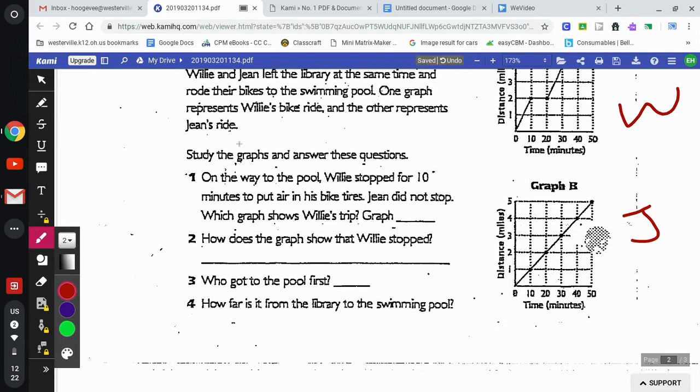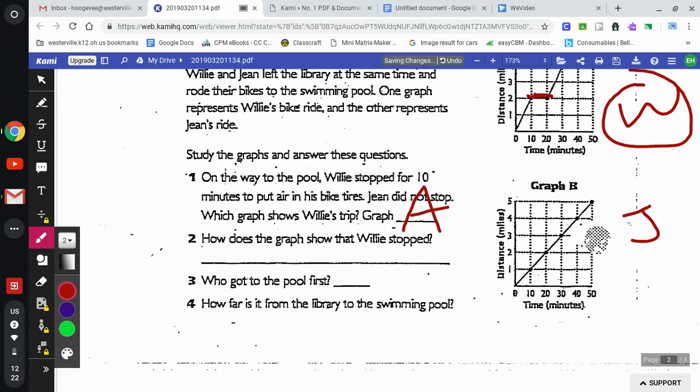So on the way to the pool, Willie stopped for 10 minutes, which is represented here because it's flat. We've learned that in science class. If it's flat, you're not moving. You are waiting. He put air in his tires. Dang, that's a long time to put air in your tires. He's probably a little tired after that. Jean did not stop. So which one was Willie's? Whoops, I already told you that because I'm trying to get through this. Willie's was up top, so you would have said graph A.